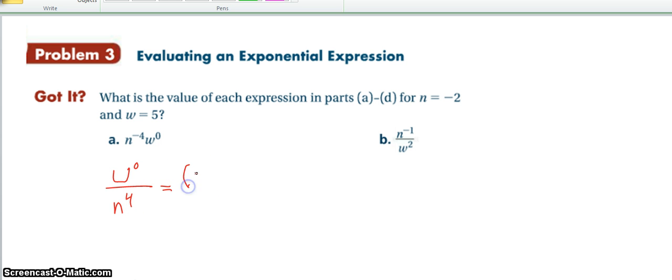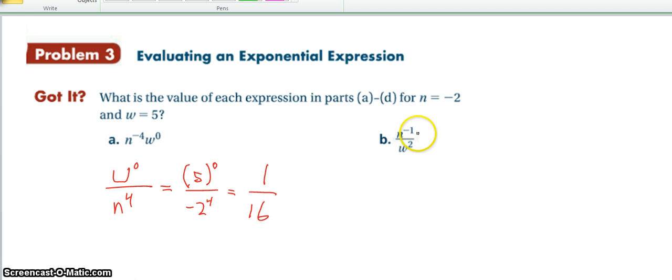So now we can substitute in w is actually 5, so it's 5 to the 0, and n is negative 2. So we substitute for the n, instead of writing the n again. Negative 2 to the fourth. Well, this is an even power, so I can go ahead and forget about the negative, and 2 to the fourth is just 2 times 2, which is 4, times 2, which is 8, times 2, which is 16, so we get 1/16. If you have not tried B on your own yet, give it a shot.